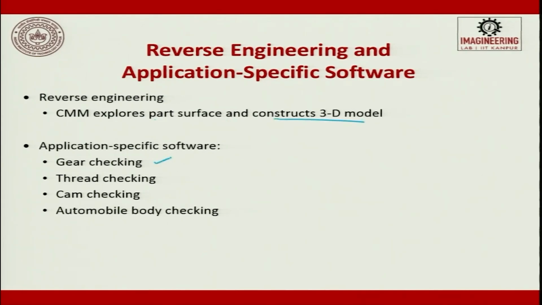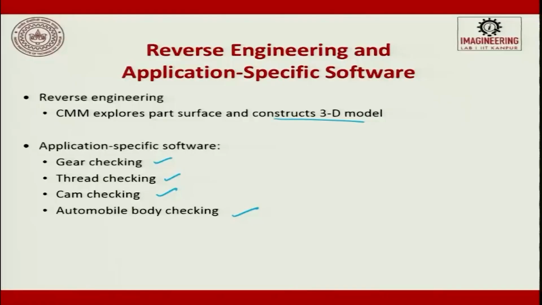So, you will have gear check, there are software available. You pull that library function, immediately you have to activate certain points, then the checking is done and it will give you the data. So, gear checking, thread checking, cam checking and automobile body checking is done. Today, there are CMMs where a complete car can be parked in the CMM space. It inspects and gives you all the deviations as per the drawing.